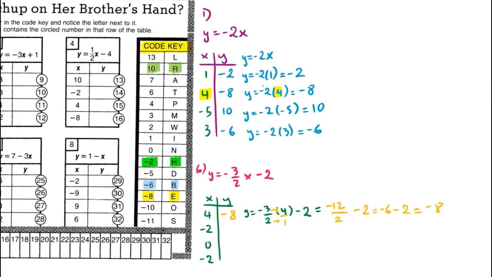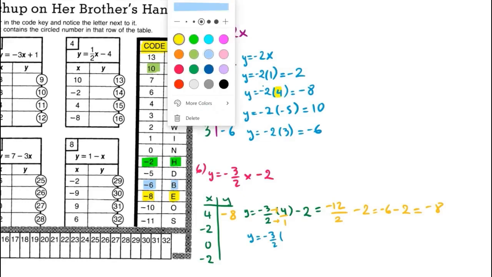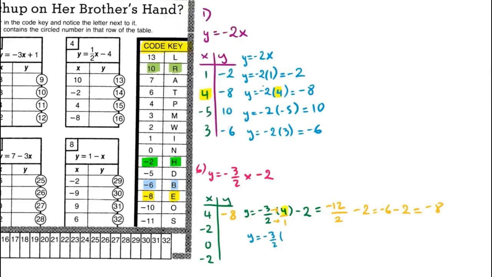Okay, next one we plug in negative 2. So y equals negative 3 over 2. Instead of this 4, this time we're going to plug in 2, minus 2. Same concept, 2 over 1, you multiply straight across. That will give you negative 6 over 2 minus 2. Negative 6 divided by 2 is negative 3, minus 2 is negative 5.